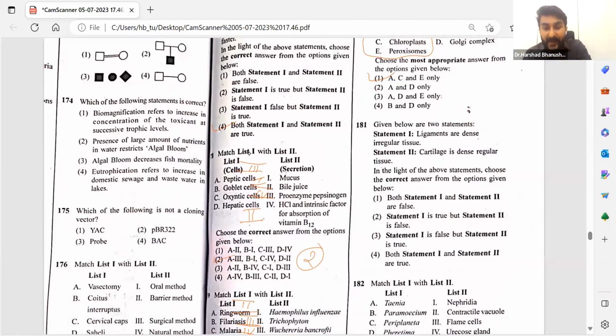Ligaments are dense, irregular tissue. Wrong. They are dense, regular tissue. Cartilage is dense, regular tissue. Wrong. It's a specialized tissue. So both the statements are false.